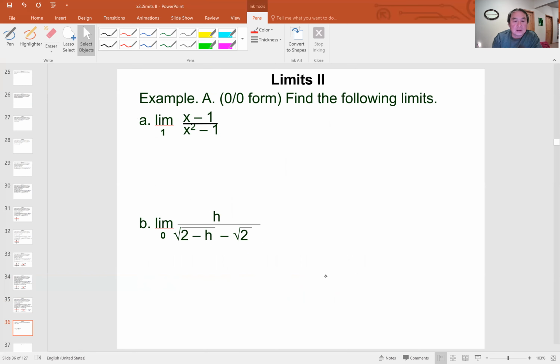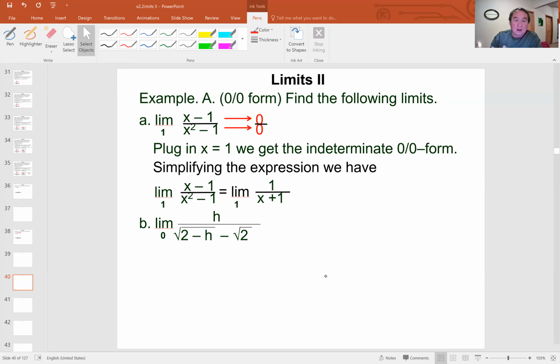So again, these are 0 over 0 forms. Why? Because when we try to plug in a number, I get a fraction 0 divided by 0. Stop. Go back to the formula, change it, clean it up, cancel some things. For the top one, cancel x minus 1. This 0 over 0 is no good, so cancel, reduce, and then plug in again. Okay, now it makes sense. We have that.